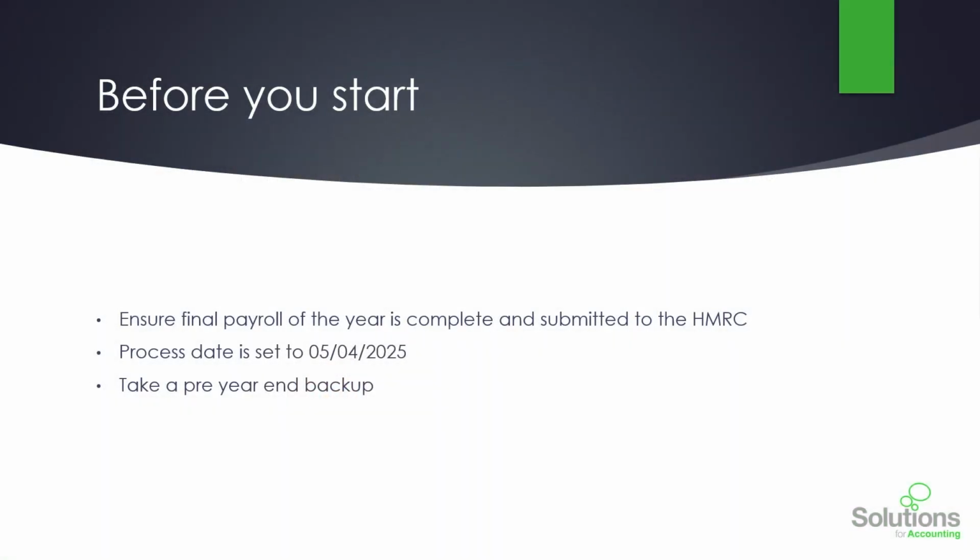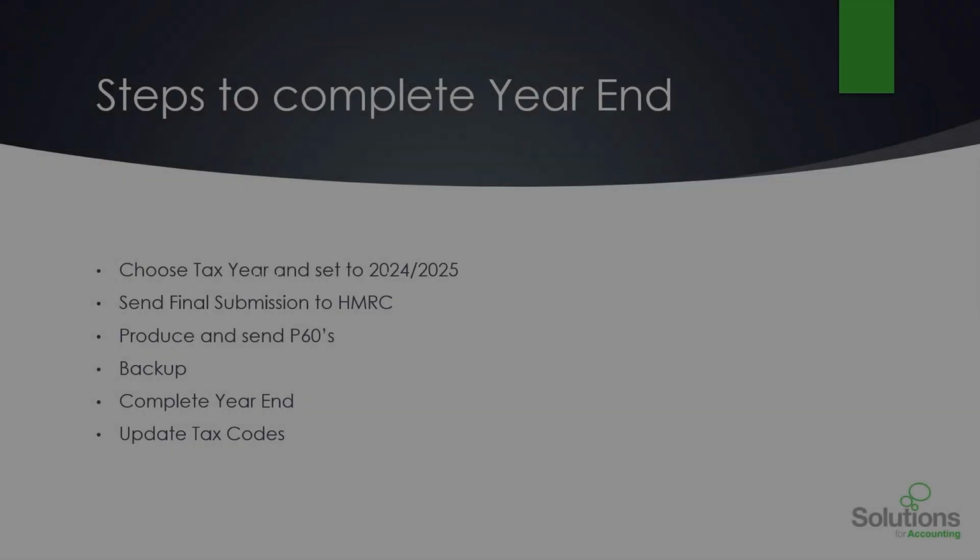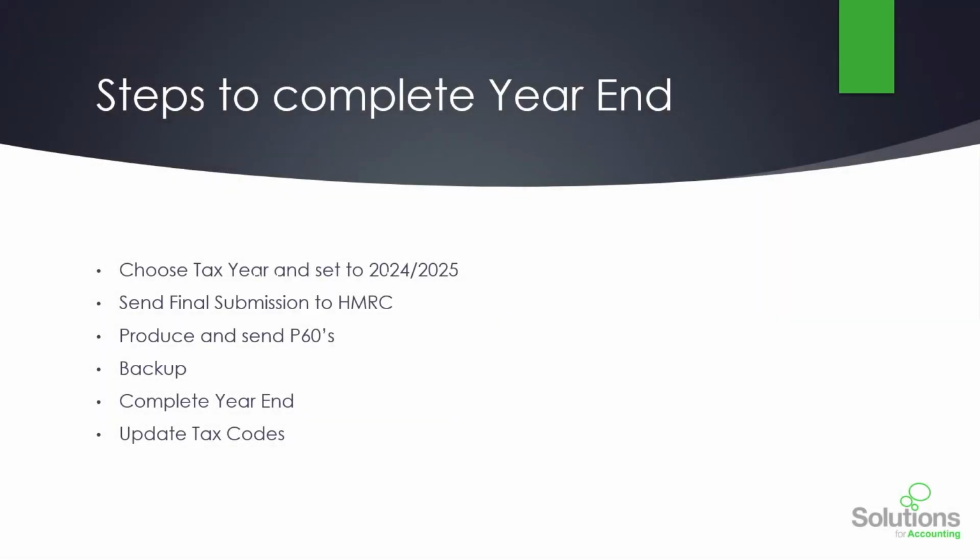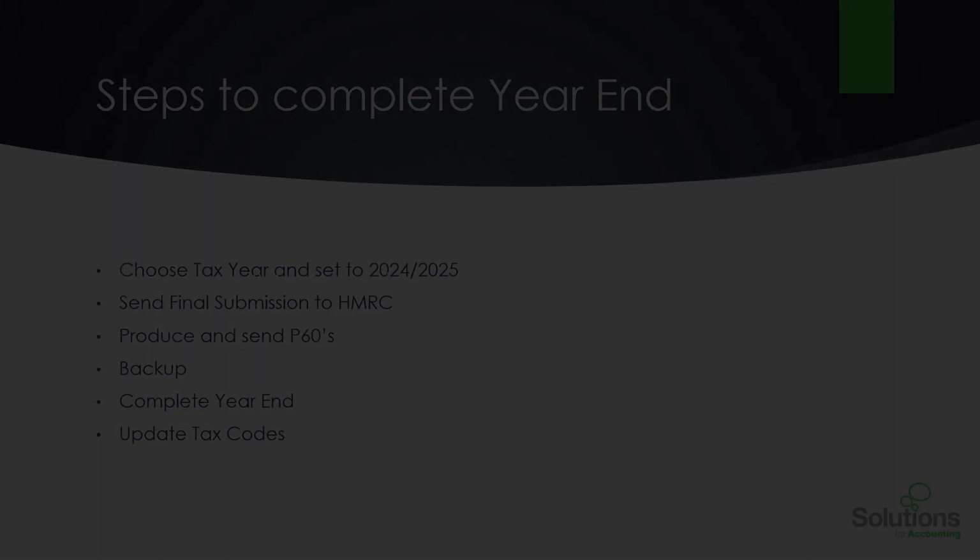Before you do your payroll year end, you need to ensure that your final payroll of the year is completed and submitted to the HMRC. You have your process date set to the 5th of April 2025, and that you have taken a pre-year end backup. In this video guide, we will be going through choosing your tax year, sending your final submission to the HMRC, producing and sending your P60s, taking a backup, completing the year end, and updating your tax codes.